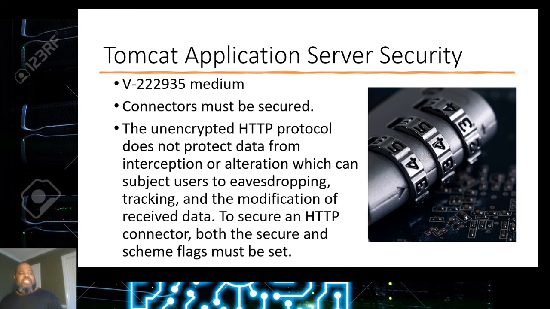The connectors must be secured. Unencrypted HTTP protocol does not protect data from interception or alteration, which can be subject to eavesdropping, tracking, and modification of received data. To secure an HTTP connector, both must be secure and the scheme flag must be set. So once again, if you're using Tomcat as an HTTP server, you just want to have HTTPS enabled, so all sessions and traffic on that container is encrypted.